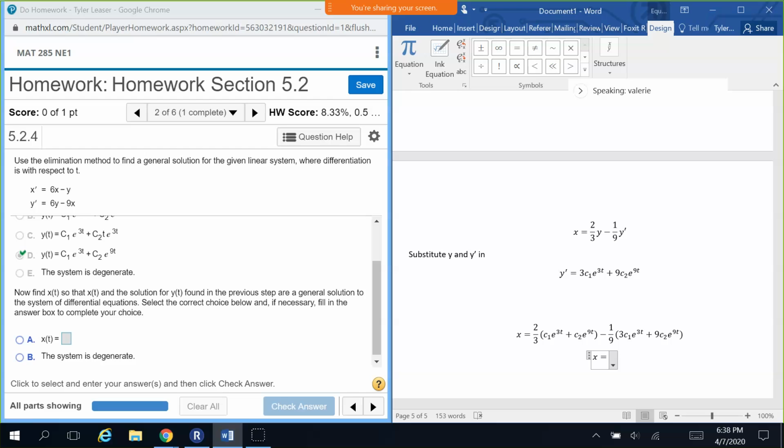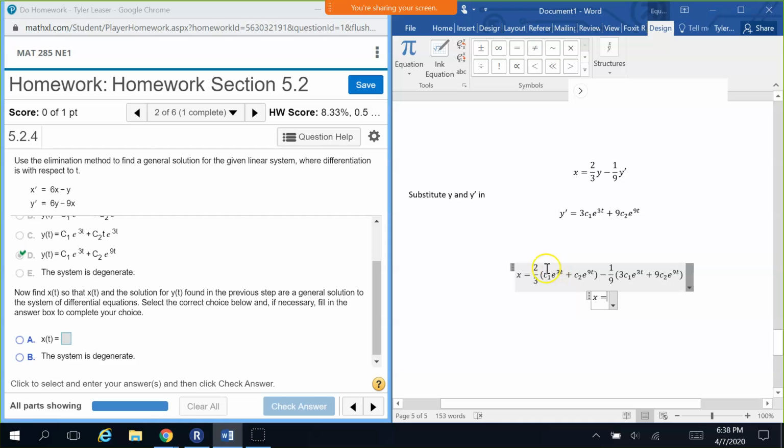Hopefully. So just trying to do it again in my head a little. We're going to have a 2/3 c1 e to the 3t. This is going to end up being a negative 1/3 c1 e to the 3t. Those will add together just to be a 1/3. For the 9t's, I have a 2/3 c2, and then it's going to be a negative 1 c2. So negative 1/3 c2 e to the 9t.